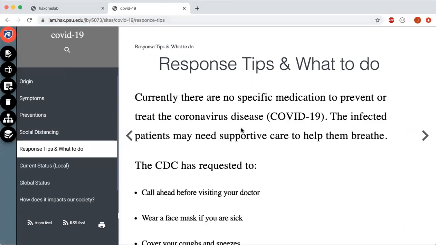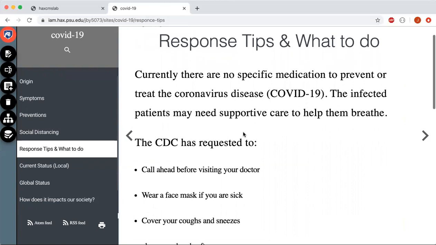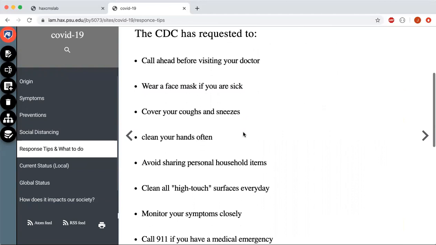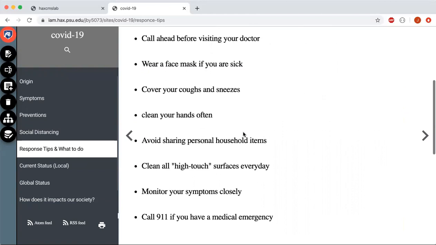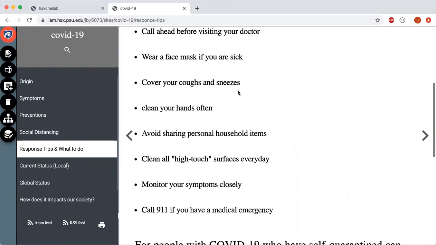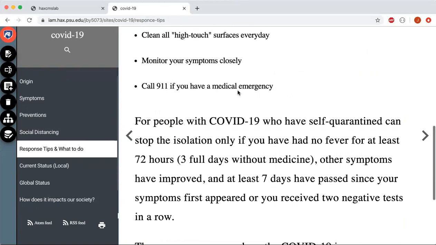There are several response tips for what you could do about the coronavirus. The CDC has requested that you call ahead before visiting your doctor if you're feeling sick, wear a face mask, cover your coughs and sneezes, and all these common sense things.